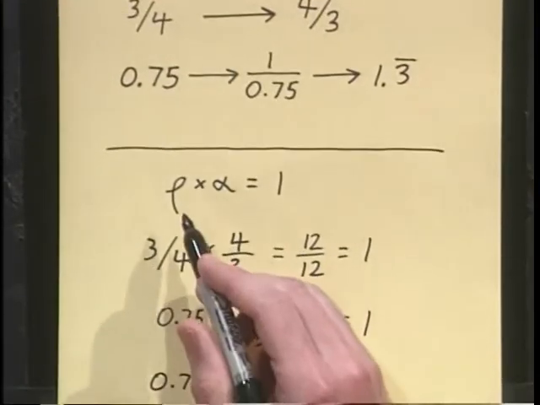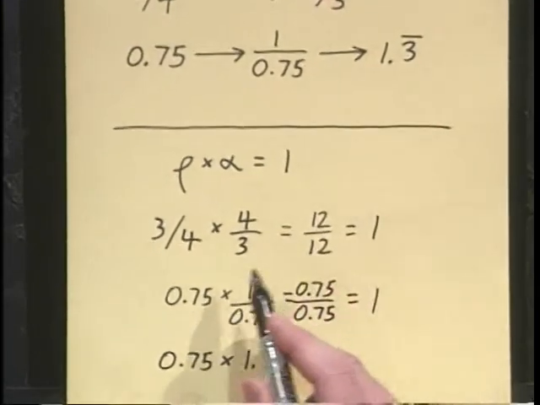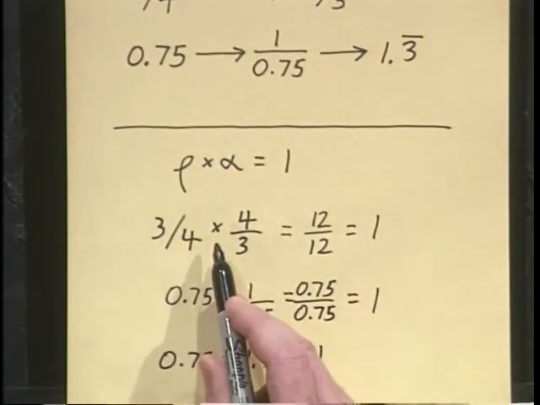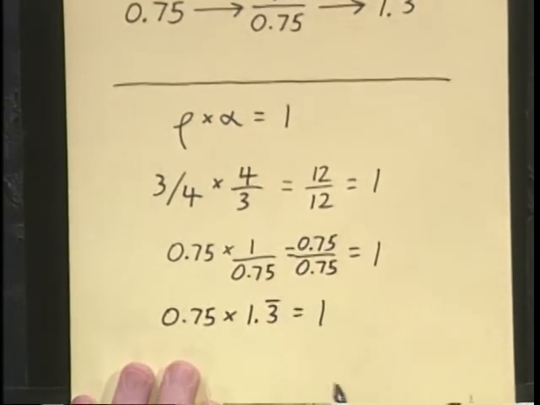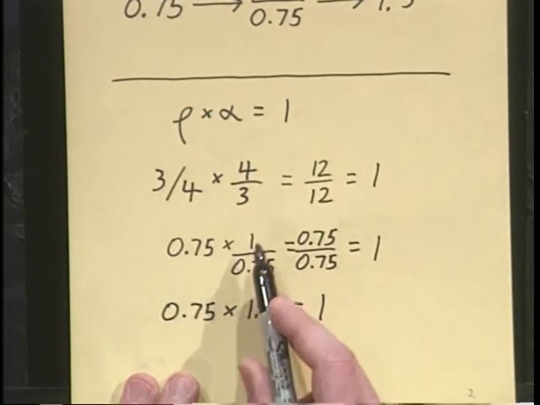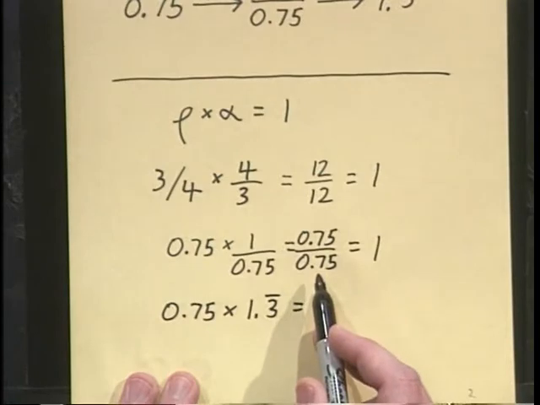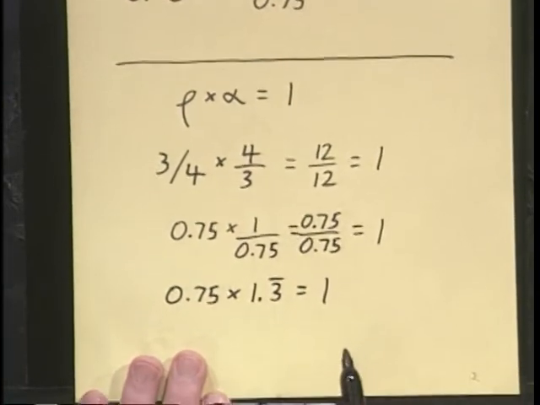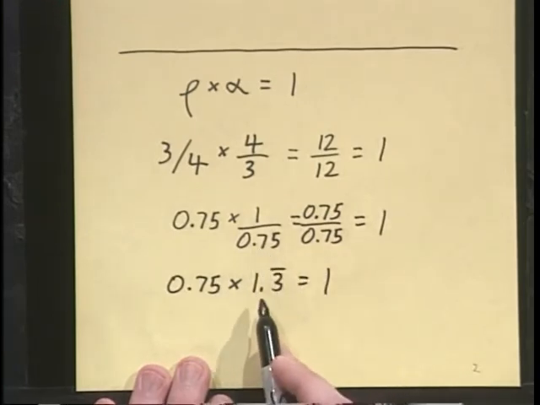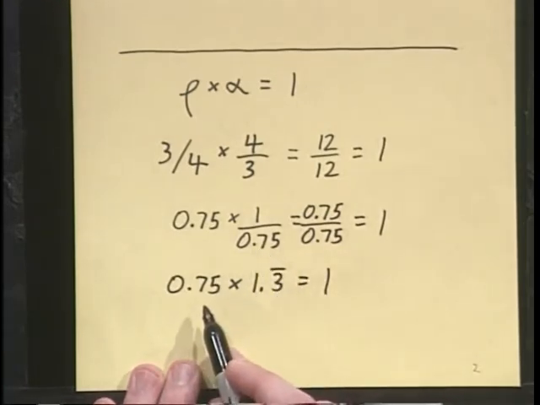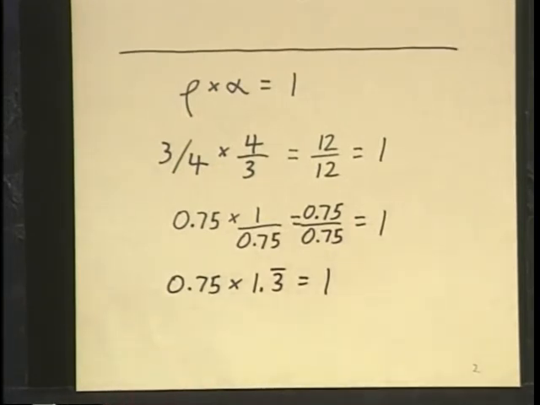And the other property I mentioned is the density times the specific volume is always equal to 1. So if we have 3/4 and multiply by 4/3, we get 12 over 12, which simplifies to 1. If we take 0.75 times 1 over 0.75, then we end up with 0.75 over 0.75, which is also equal to 1. Or we can write 1 divided by 0.75 as 1.3 repeating times 0.75, and when that's multiplied out, that will also end up being equal to 1.